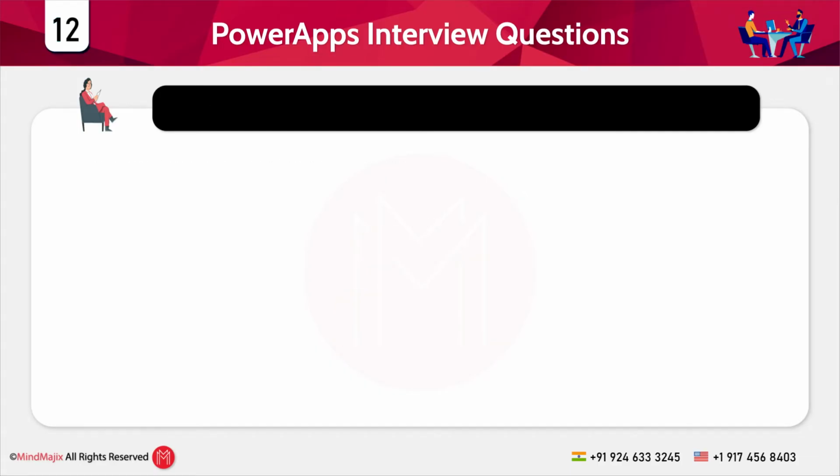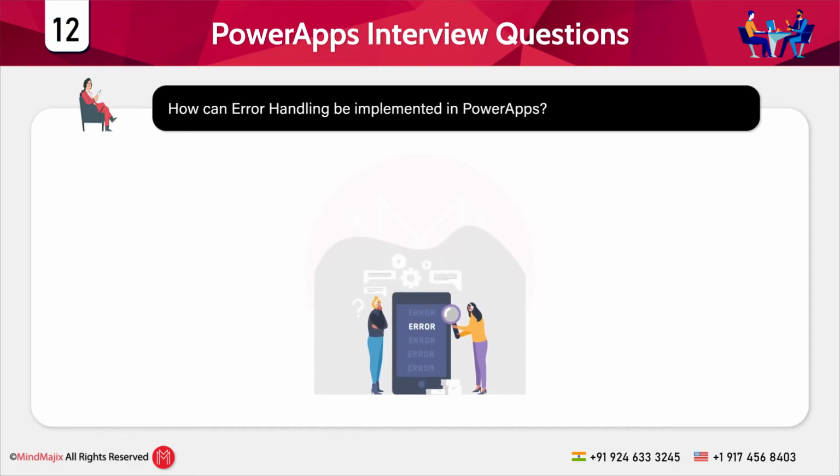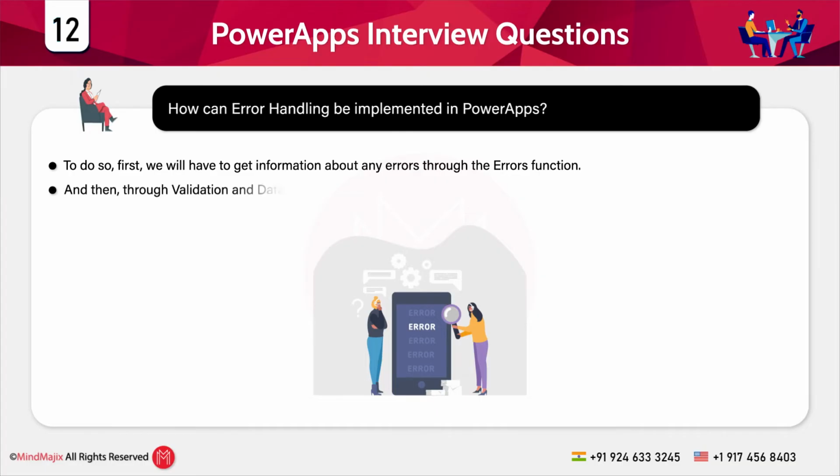So the next question is, how can error handling be implemented in PowerApps? Okay, so there are basically two steps that you need to follow over here. In the first step, we will have to get information about any errors through the Error function. Okay, so this is the first step. And in the second step, through validation and data source info, some of the errors can be ignored even before they take place. Okay, so these are the two steps through which you can implement error handling in PowerApps.